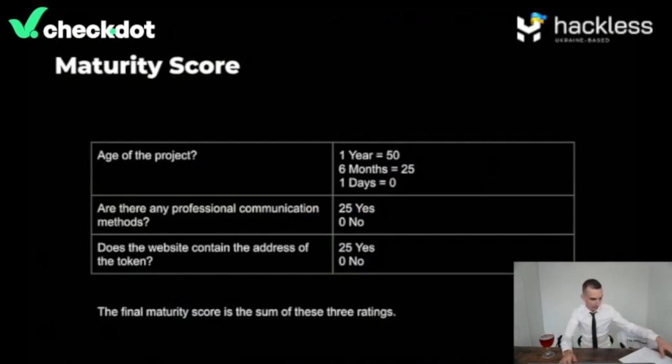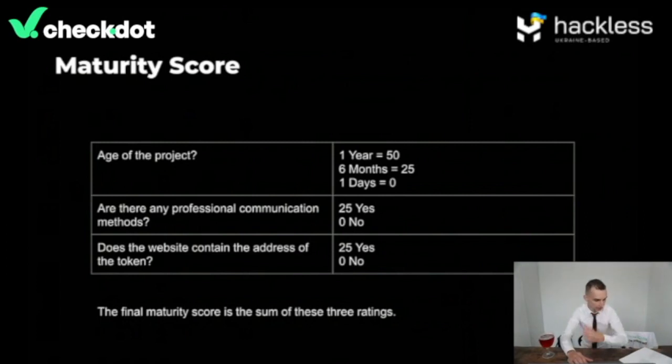Let's go to the decomposition of these three scores to understand how they are calculated. Let's start with the maturity score. This score is composed of three analyses. The age of the project, since when it exists, from 0 to 50 points for 1 year of existence.